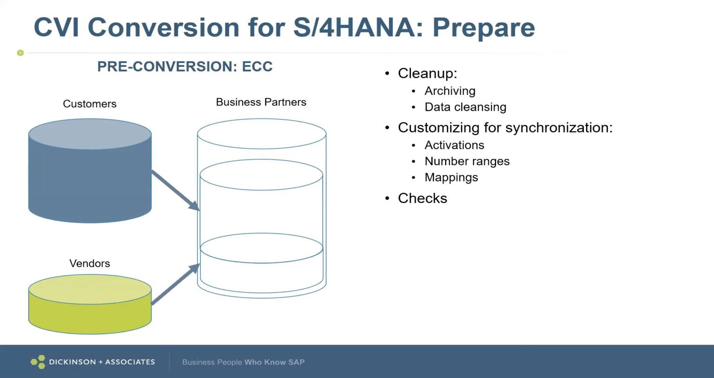We turn on the functions and tools necessary to perform the synchronization and any error resolution. We define number range rules, and we map out the customer vendor account groups with business partner groupings and roles. Finally, once all these pieces are in place, we perform a series of checks to ensure that all of our settings are complete and consistent. Let's take a look at some of these activities. Next slide, please.